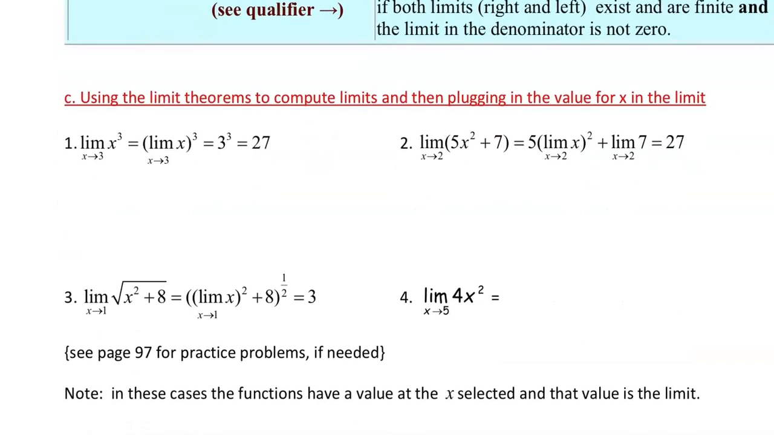Okay, so how can I use this? If I want to figure out the limit as x approaches 3 of x cubed, I'm going to bring the limit next to the x. My next step is just going to be direct substitution, plug it in, and you get a number, 27. That's your limit. That's by direct substitution. So here I did this theoretical approach, and then this is the direct substitution.